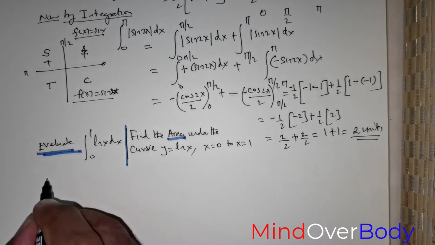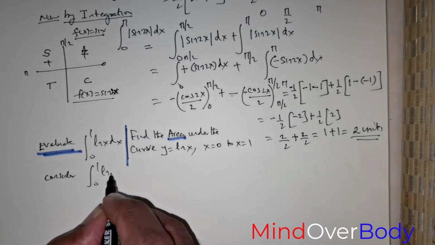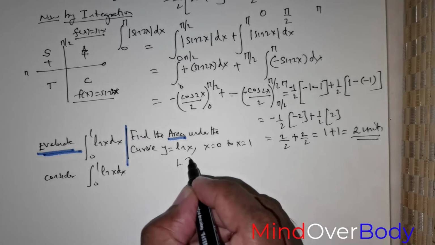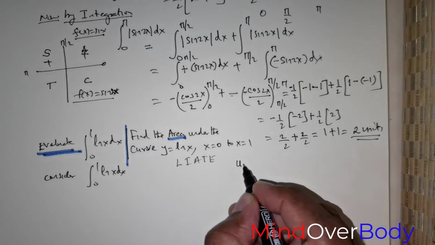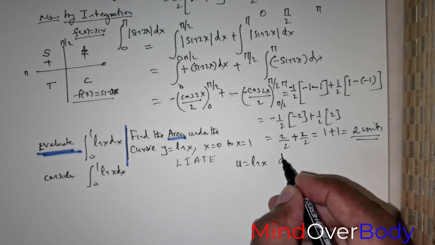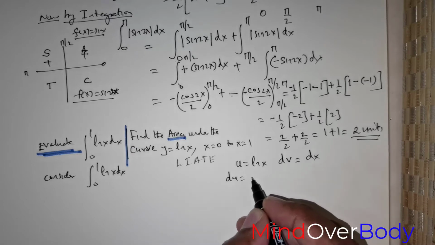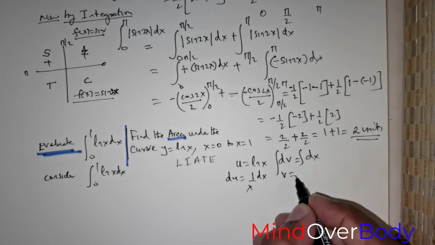So let us first consider the integral from 0 to 1 of ln x dx and let us evaluate this. I'm going to use the LIATE concept. If you use LIATE, you would have to take u is equal to ln x and dv is equal to dx. So du is equal to 1 over x times dx. If I integrate this, I get v is equal to x.